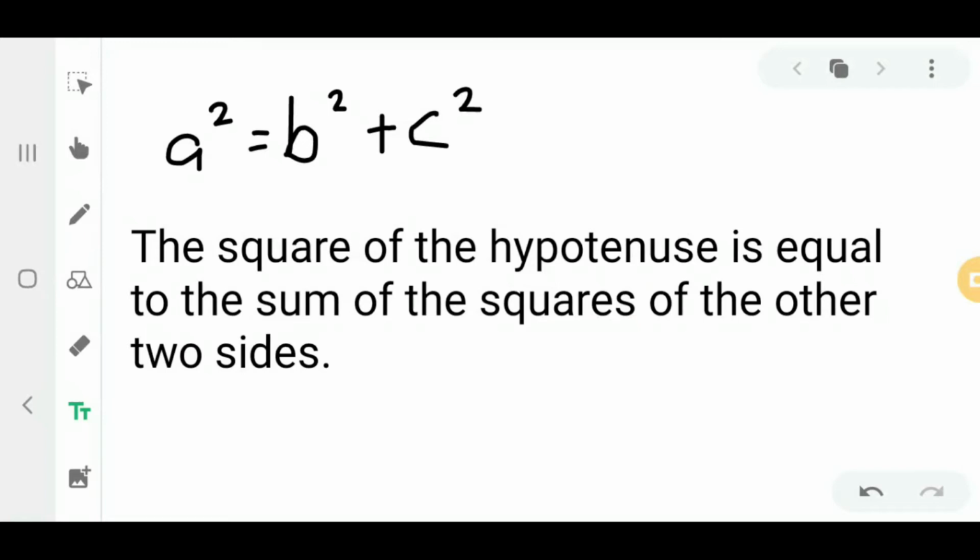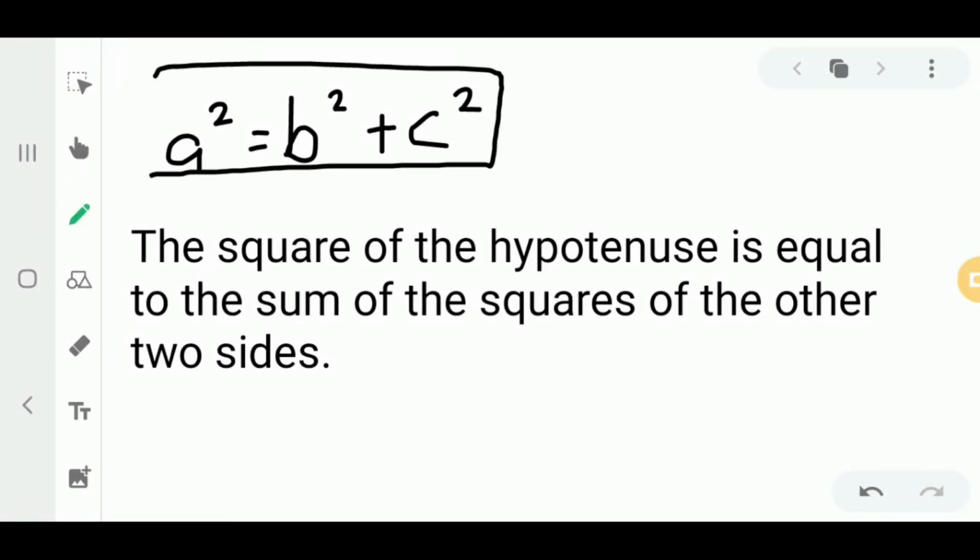So this here is the general formula for Pythagoras' theorem. And this is what we use to solve for the right angles. So what this is saying is the square of the hypotenuse, which is this side, which is the A squared, is equal to the sum of the squares of the other two sides, which is the opposite and the adjacent. So now we're going to try examples.